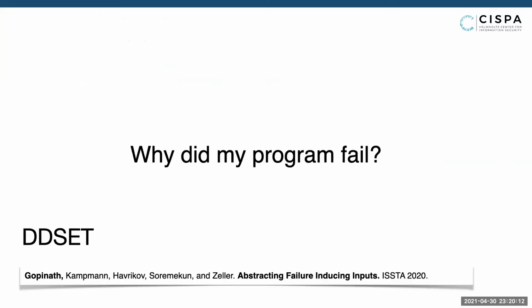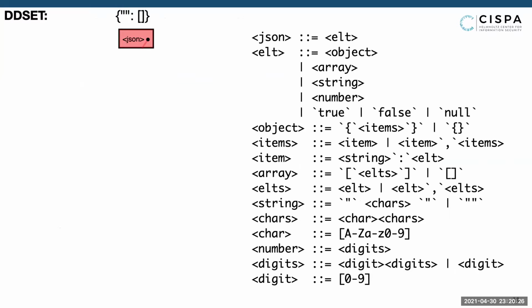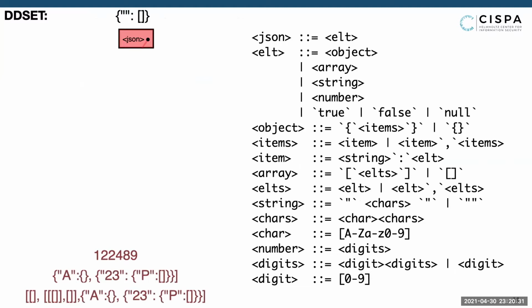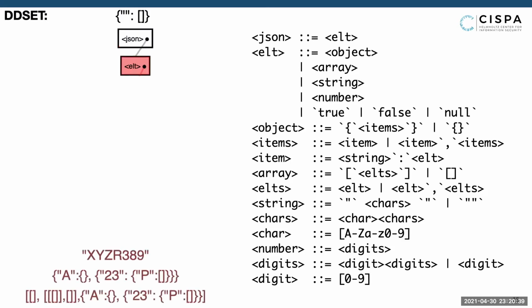The next question is, what actually caused the failure? This was tackled in our ISSTA paper on DD-set. With DD-set, the idea is again simple. We start with a parse tree of the input. Then we look for parts of the parse tree that can be replaced with random values of the same kind. For example, the node JSON cannot be replaced with random values. Same with ELT and same with object.